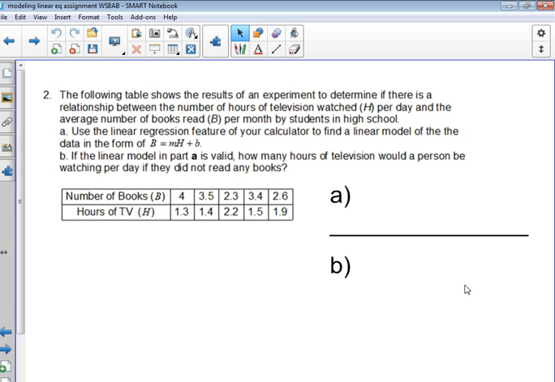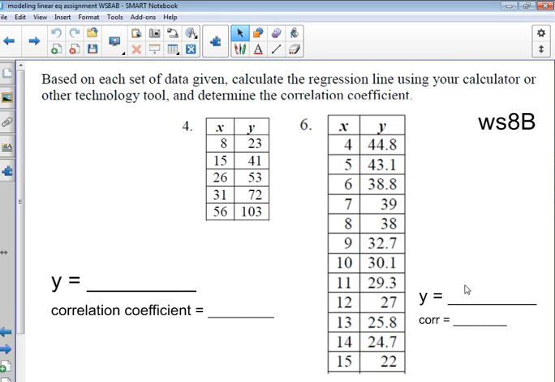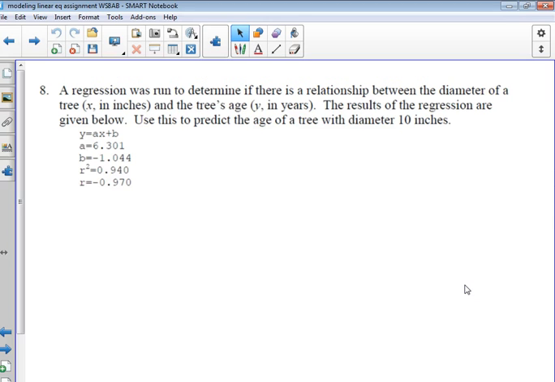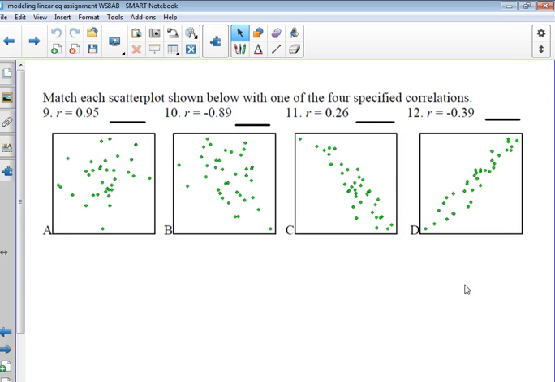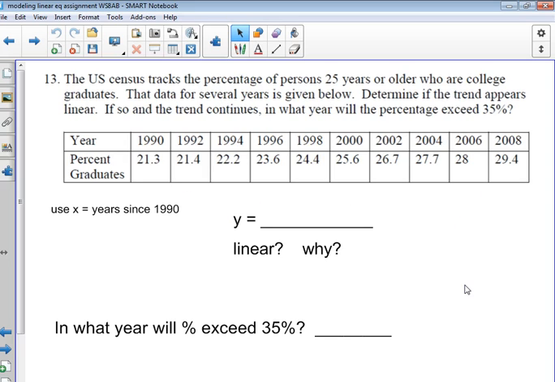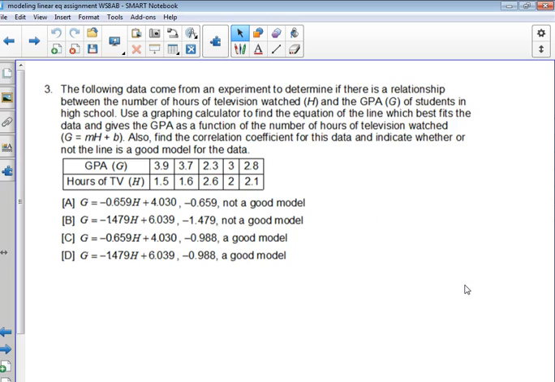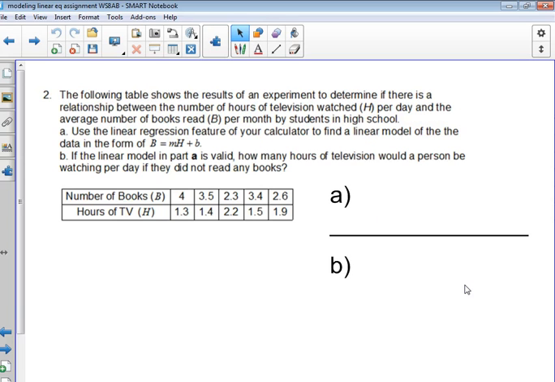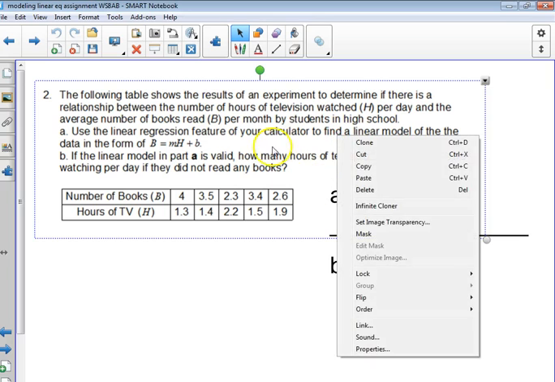Like number 2 or number 3, both are calculator questions. 6 and 8 on the back are calculator questions. 13, which one? 2? Okay. Number 2, part of the issue is reading this funkiness.